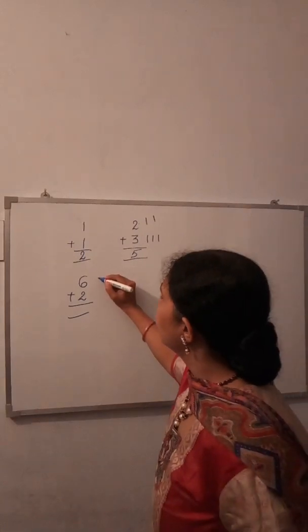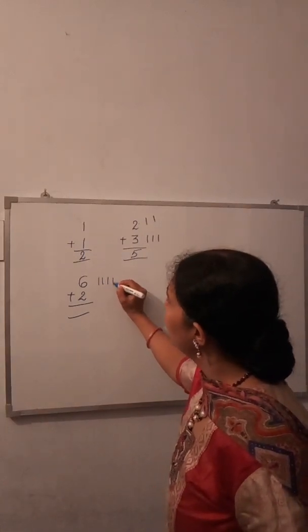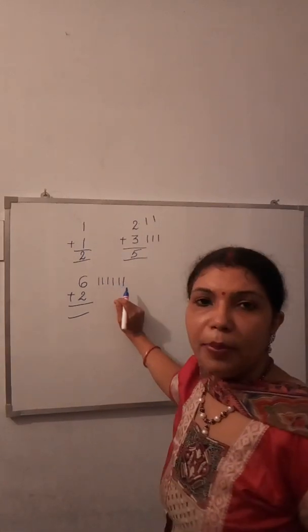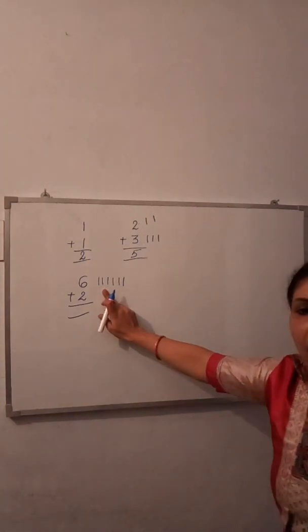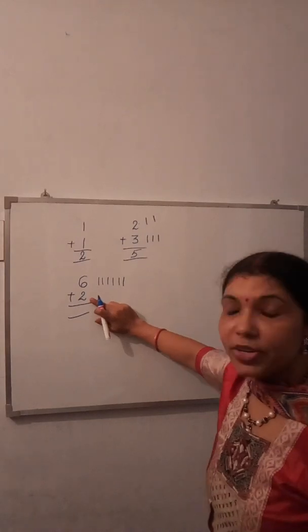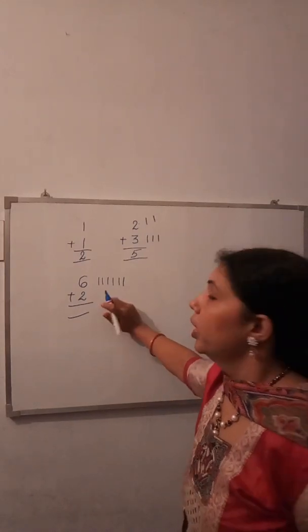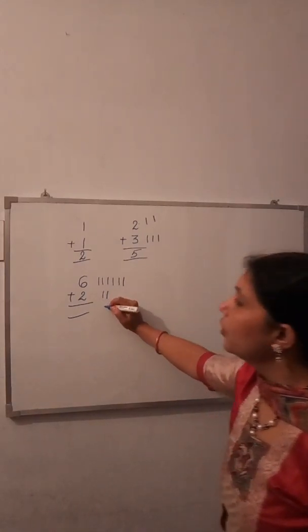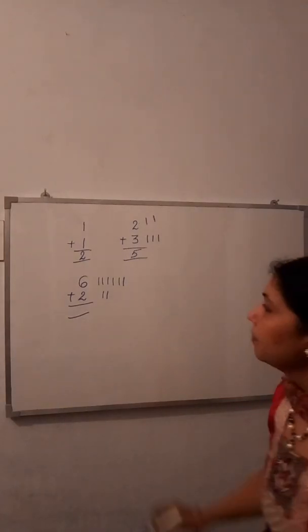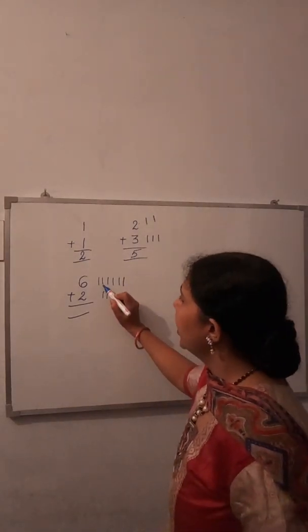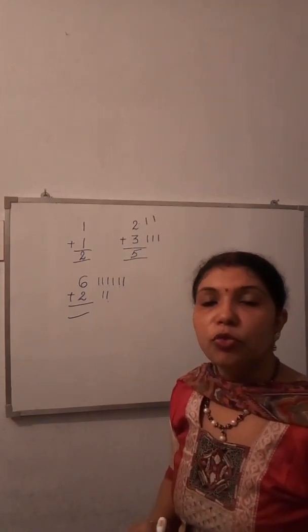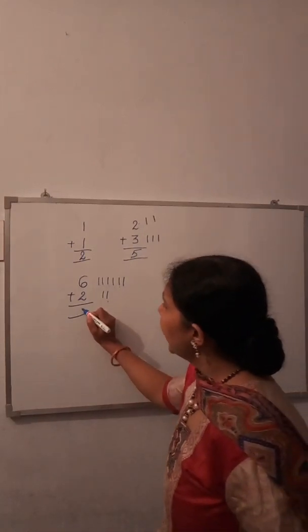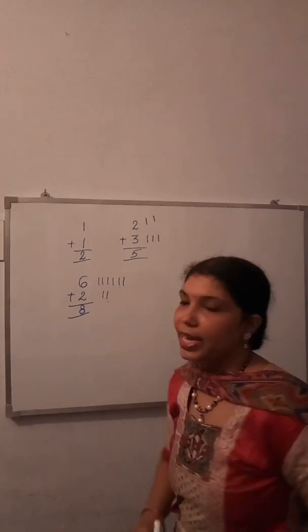We have to draw the lines 1, 2, 3, 4, 5, 6. How many lines we have to do? We have to draw 6 lines upward, and what is written down? It is written 2. Then how many lines we have to draw? We have to draw 2 lines. Okay. Then now count it. 1, 2, 3, 4, 5, 6, 7, 8. What is total? Total is 8.